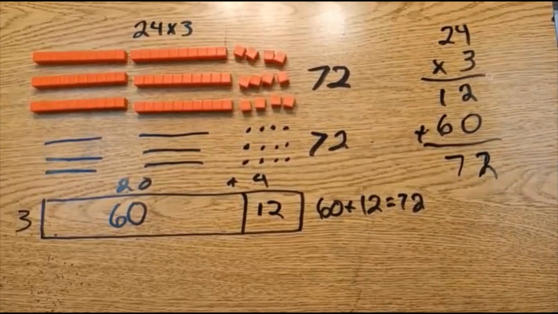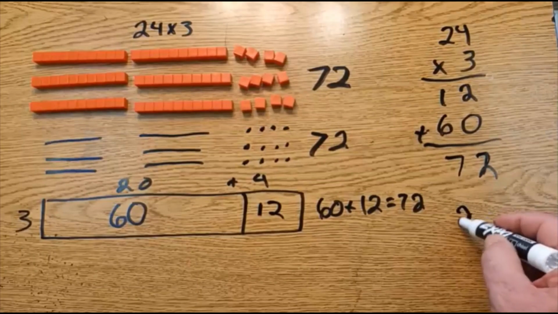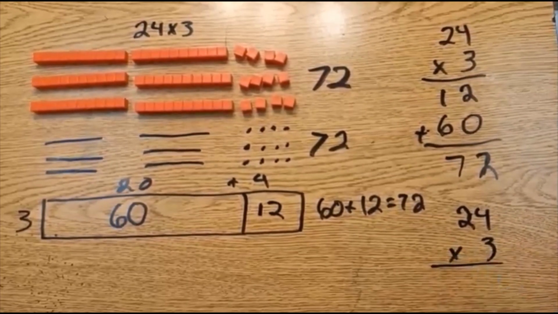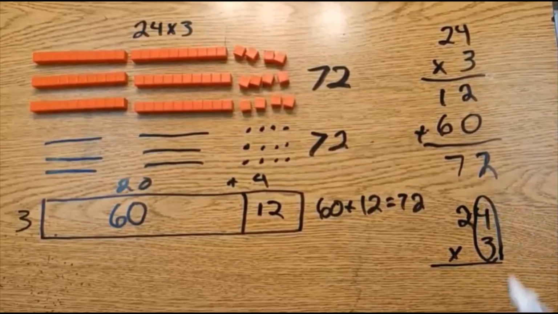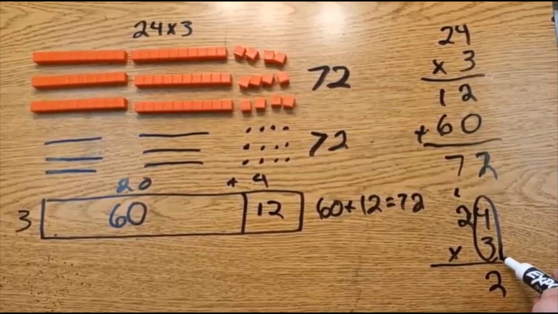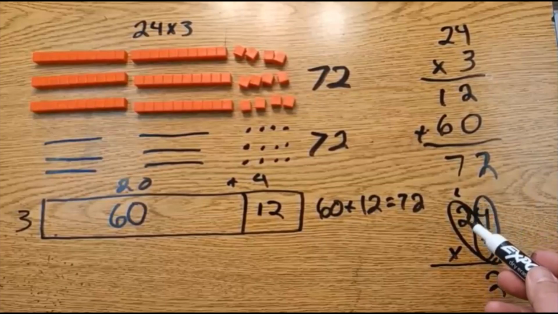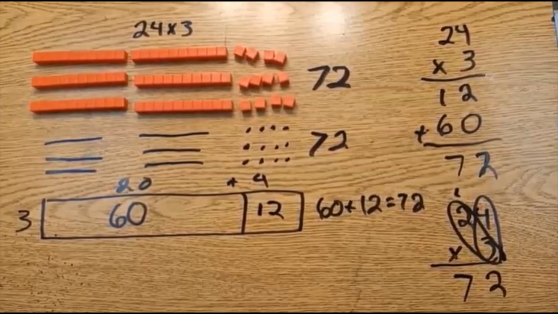And the standard algorithm way. This is the way that we want third graders to be able to do this by the end of third grade, or sooner, by the end of this lesson. We want them to be able to do 24 times 3. First thing we're going to do is multiply 3 times 4. And 3 times 4 is 12. And I'm regrouping right here. And then I'm going to multiply 3 times 20, or 3 times 2. 3 times 2 is 6, plus 1 more is 7. So 24 times 3 is 72.